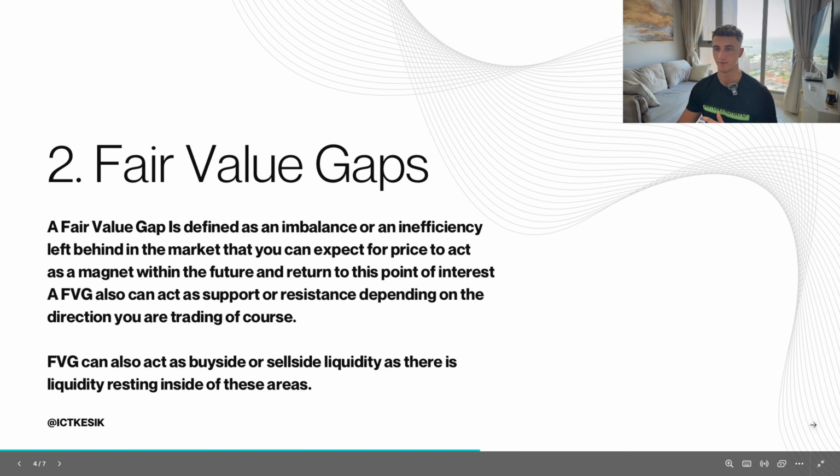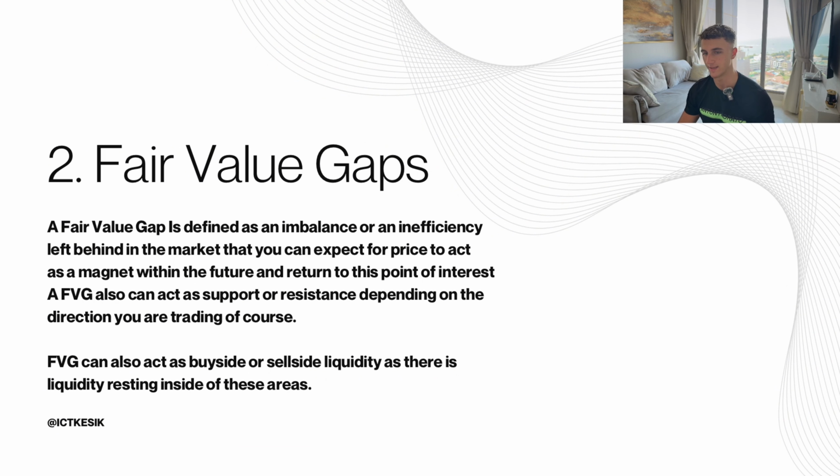So let's move on to fair value gaps. A fair value gap is defined as an imbalance or an inefficiency left behind in the market that you can expect price to act as a magnet to in the future and return to this point of interest. A fair value gap can also act as support or resistance depending on the direction you are trading, of course. So for example, we have a bearish fair value gap, price retraces back into that, that's going to act as resistance if you're taking shorts. In a bullish scenario, you have a bullish fair value gap, price retraces into that gap, that will act as support to push price higher. Hopefully that makes sense.